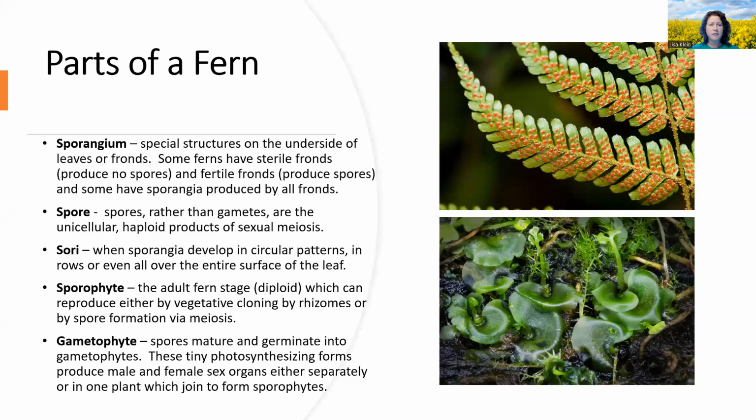Continuing on with the parts of the fern, the sporangium, those are going to be the specialized structures on the underside of those leaves of the fronds. So some ferns are sterile. They're not going to produce any spores. And the fertile fronds, those are the ones that produce the spores, are going to have the sporangia, and they're not on all ferns or all fronds.